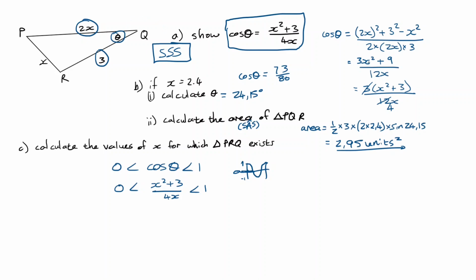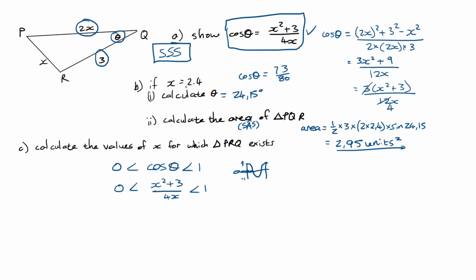That left me with 3x squared plus 9 over 12x, which is kind of getting close. And if I'm ever stuck in maths, I can always just factorize. So I took out a common factor of 3 and I cancelled that on the top and the bottom, and I was left with 4x at the bottom, which is perfect. That's what I wanted. And so I've got an expression for what cos theta is.